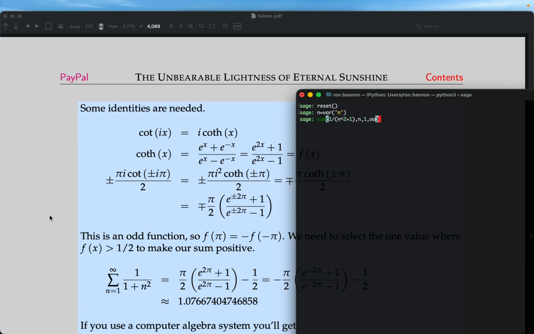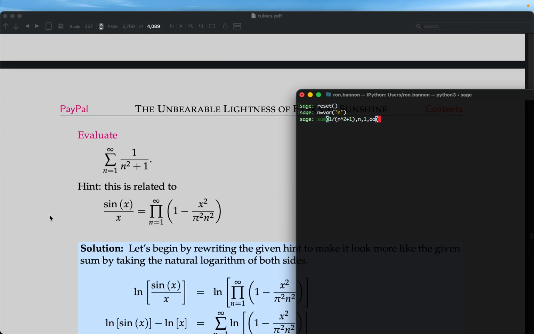Before I go on, I want to claim we got this thing over here. That's all we typed in: the sum from n equals 1 to infinity of the summand 1 over n squared plus 1. n starts at 1, goes off to infinity. All right? Let's hit the return, see what happens. And it gives me this thing over here.